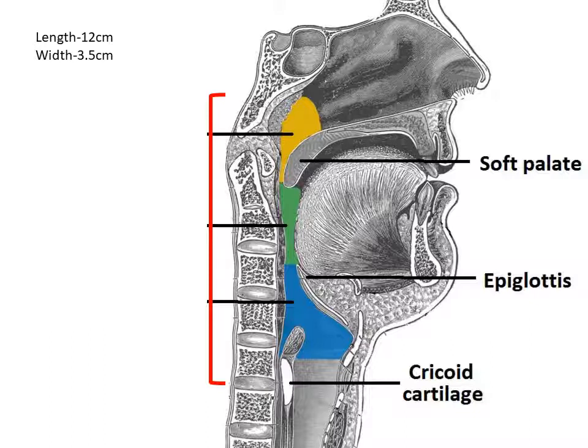Its width varies in different regions, like its uppermost part is wider, that is 3.5 centimeter, and it is non-collapsible, while the lowermost part is narrowest, which leads to the esophagus.